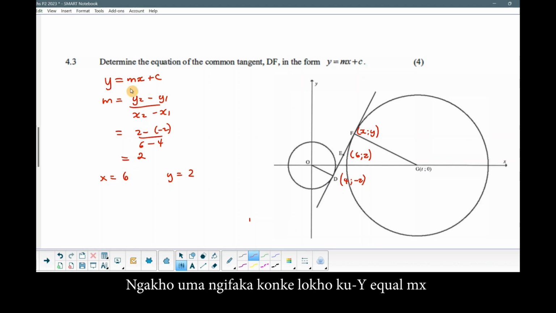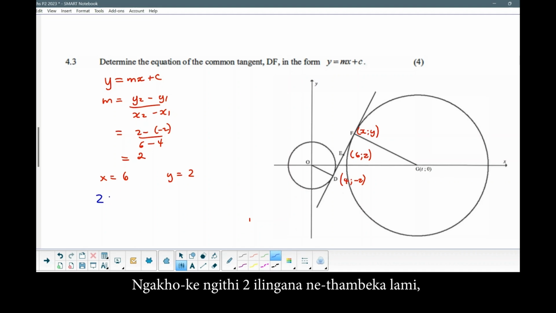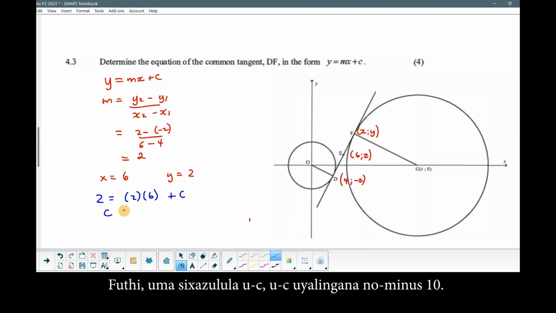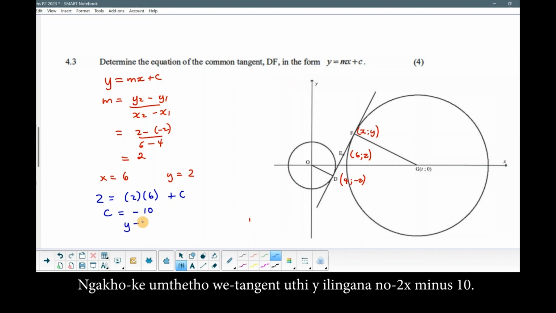If I substitute all of those into my y equal to mx plus c, the only outstanding variable is going to be c. So I have 2 is equal to my gradient, which was 2, times my x value, which is 6, plus c, my only unknown. Solving for c, it is equal to negative 10. So the equation of that tangent is y is equal to 2x minus 10.